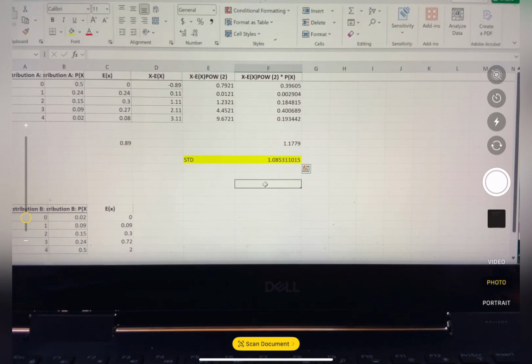There we go. So you have to do the same thing, which means the same way, x minus E of x, and then you have to square it, and then you multiply the squared value by the probability and take the square root in this case, and you will be able to get the answer. Okay?